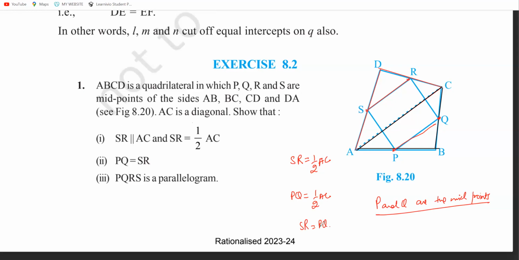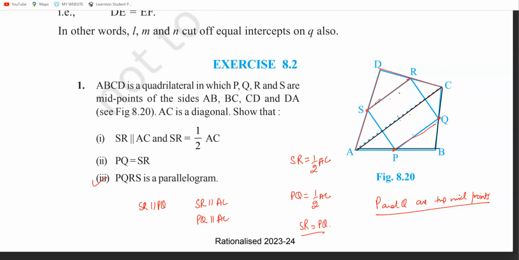And how will you prove that PQRS is a parallelogram? Since you have proved that SR is equal to PQ, and since you have proved that SR is parallel to AC, and PQ is also parallel to AC because it is the midpoint of this triangle, so both are parallel to AC. So from the first and second, you can say that SR is parallel to PQ. If this side is parallel to this side, and this side is parallel to this side, then these two are also parallel.